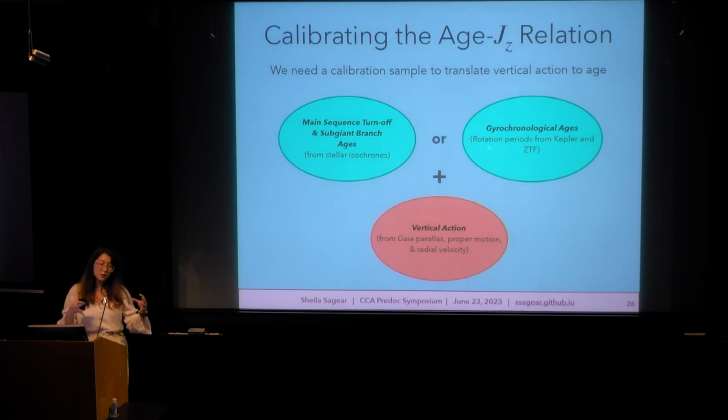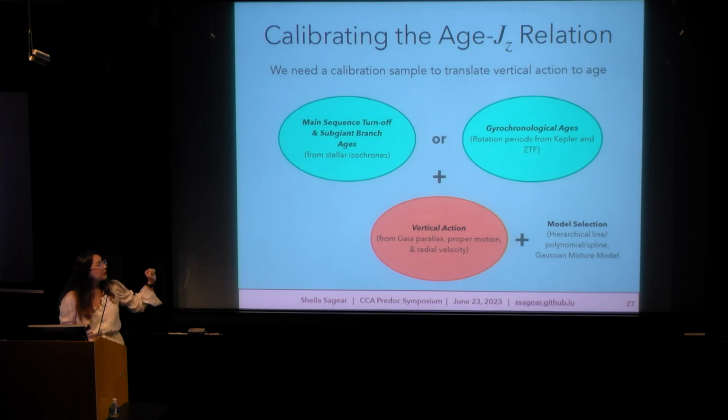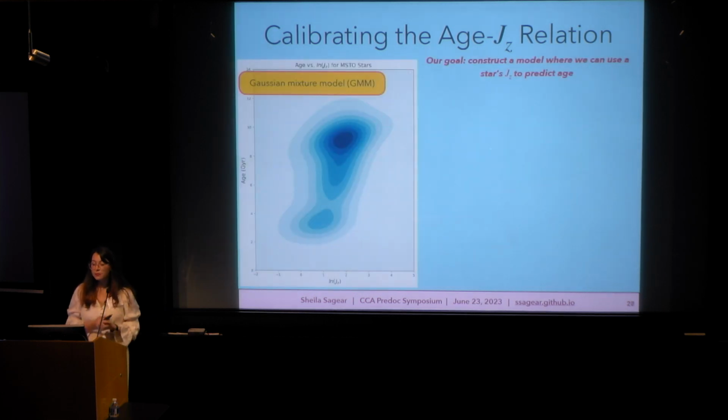So we would take our sample of stars with known ages, calculate the vertical actions for all of those stars, and describe that relationship with some kind of model. This could be a hierarchical line or polynomial or spline, or something like a Gaussian mixture model. I would say that we probably tried tens of different models. I'm going to talk about two of them specifically during this talk, but we had to make a choice of models. And we ended up using main sequence turn-off star ages for what I'm going to show you in this talk.